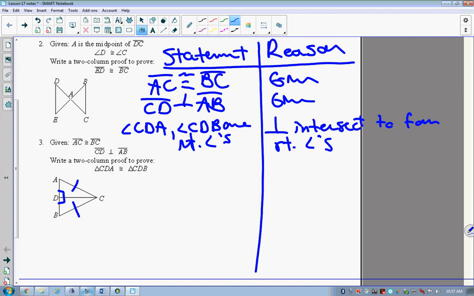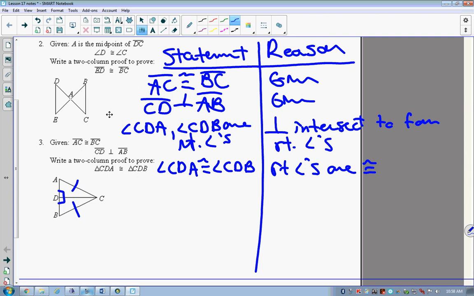But notice we haven't said that CDA is congruent to CDB. So we want to say that. Next, angle CDA is congruent to angle CDB because right angles are congruent, correct? Yes? Okay.